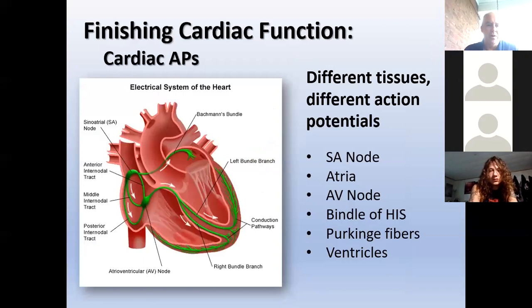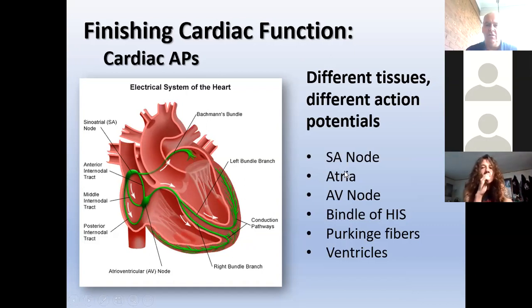So, kind of review a little bit. We talked about this last time where the action potential starts here in the SA node, spreads over and across the atria. So the atria then get depolarized, and then it goes through the AV node and gets brought down to the bottom of the heart and through the bundle of His, and then gets spread by these Purkinje fibers up through the ventricular muscle.